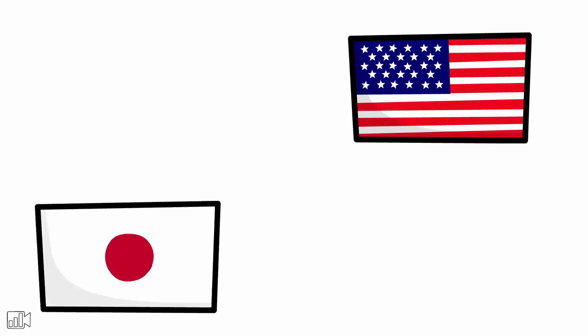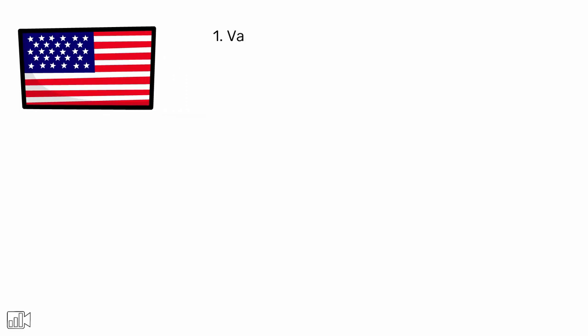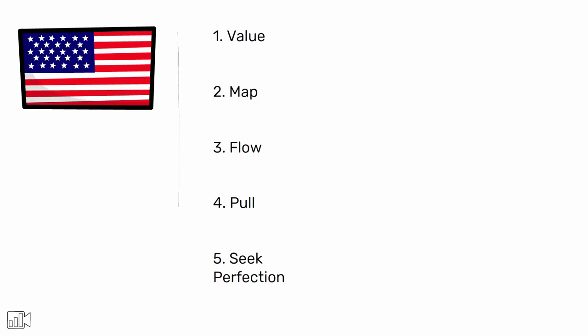I will start with the American model and then compare it to the Japanese model from Toyota. The American model of the lean principles is as follows. 1. Value. 2. Map the value. 3. Flow. 4. Pull. 5. Seek perfection. Remember, these principles must be followed in this sequence.